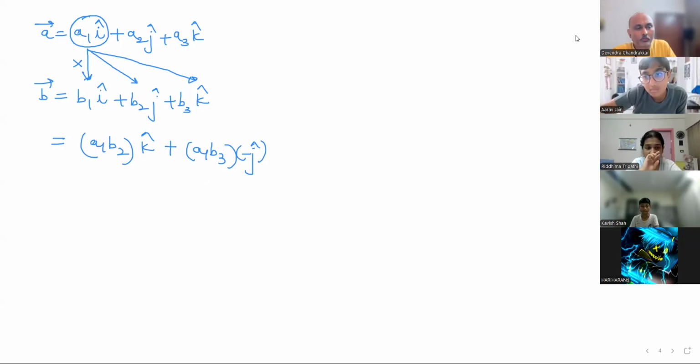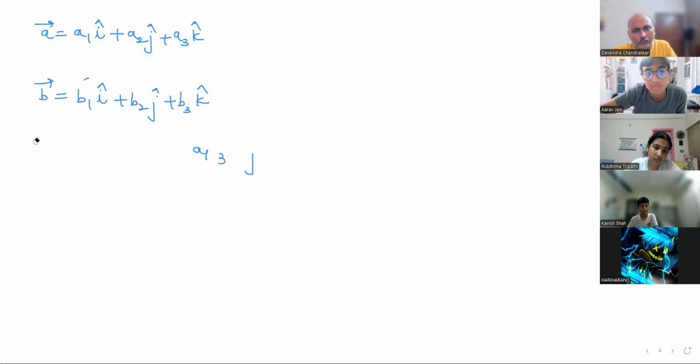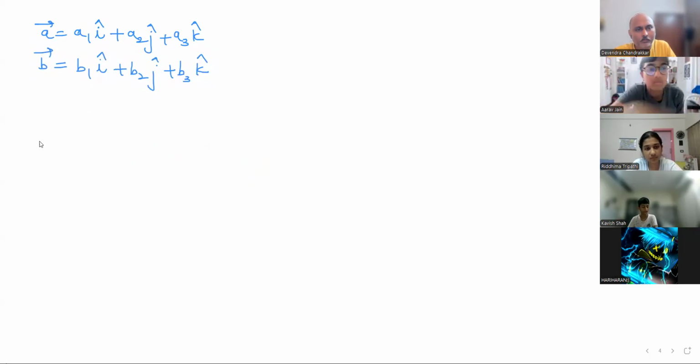Now, we do the same thing. We repeat it with A2 J cap also, right? J cross J will be 0, J cross I will be minus K, J cross K will be plus I. So this is one way of doing these things, right? And it's clumsy. So what we will do is use our knowledge of determinants to find the cross product.